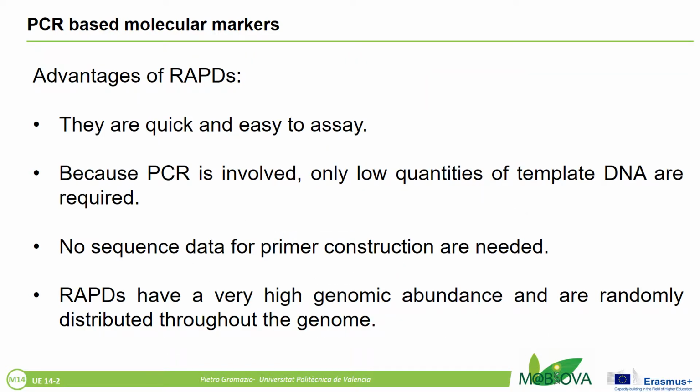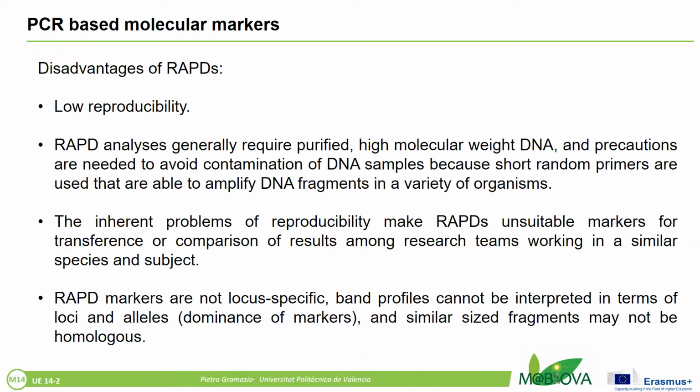So the advantages of RAPDs are the low quantity of DNA template required, the ease and quickness of the assay, no need for prior information for primer design, and the abundance and random distribution of them throughout the genome. On the other hand, the disadvantages of RAPDs are the low reproducibility and the requirement of high-quality DNA in order to avoid contamination, because the short random primers are able to amplify fragments in a variety of organisms.